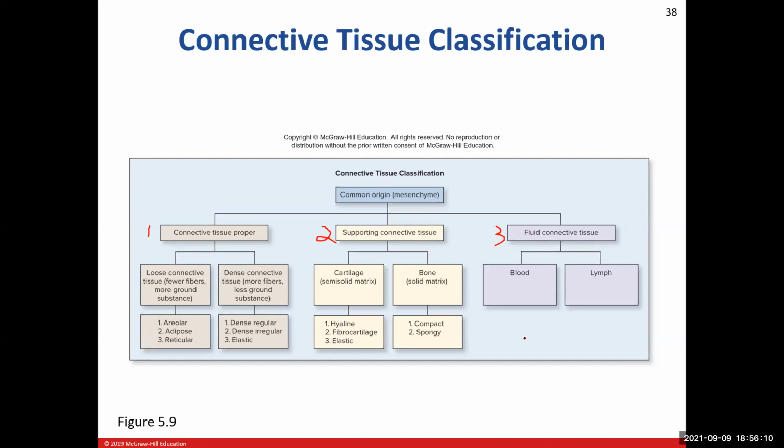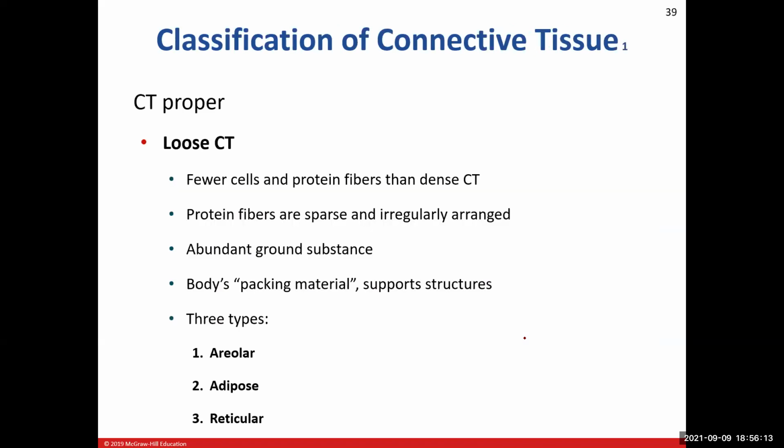All right, so let's quickly review. First type of connective tissue is connective tissue proper. So there's two types, loose and dense, right? And as the name implies, loose connective tissue, there's a lot of space there. We have tons of ground substance. But what we don't have a lot of are cells and protein fibers.